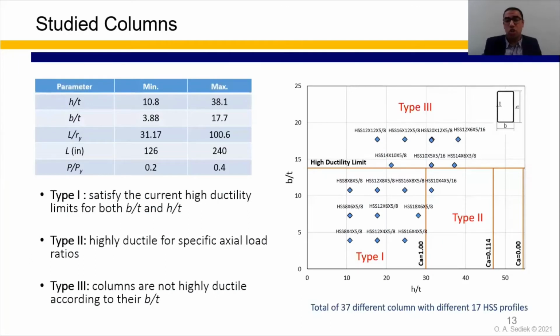So we did this computationally. We studied the behavior of 37 different columns with 17 different HSS profiles. As we can see here, this is the distribution of H over T and B over T for the studied HSS columns. And they are divided into 3 types based on their highly ductile behavior. A highly ductile column is a column that can reach 4% drift while sustaining the applied axial load according to AISC provisions. Type 1 columns are highly ductile for any applied axial load ratio, while type 2 columns are highly ductile for specific axial load ratios, while type 3 columns are not highly ductile based on their B/T ratio. And as we can see here, the studied columns are distributed between the 3 types.